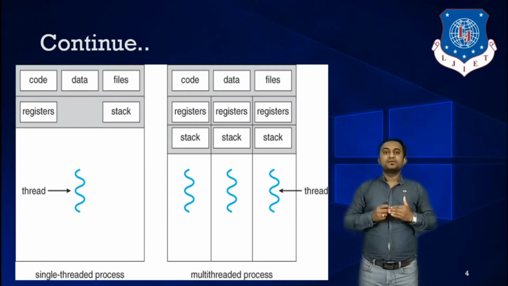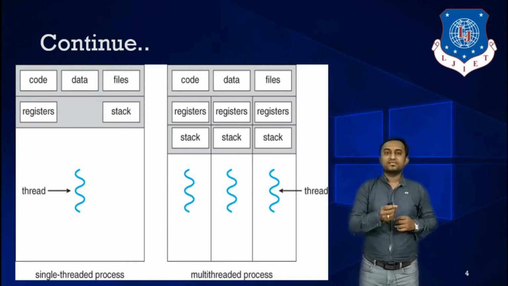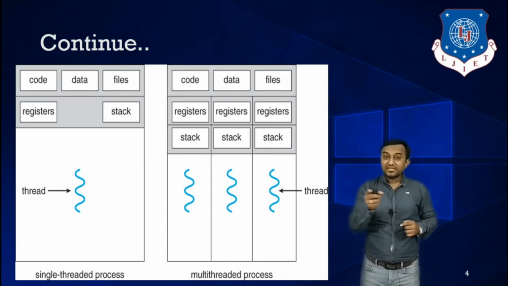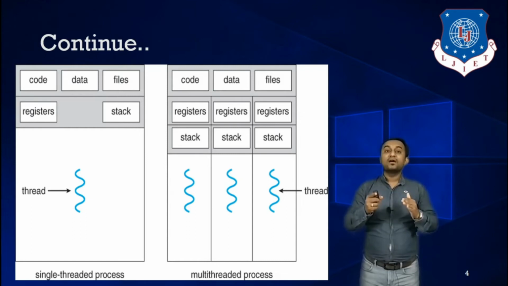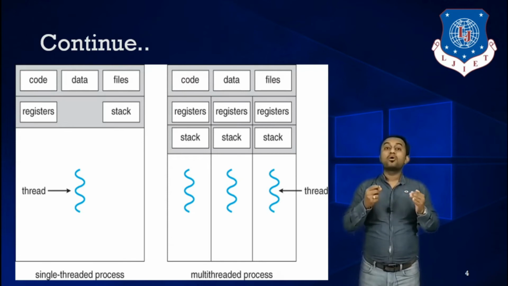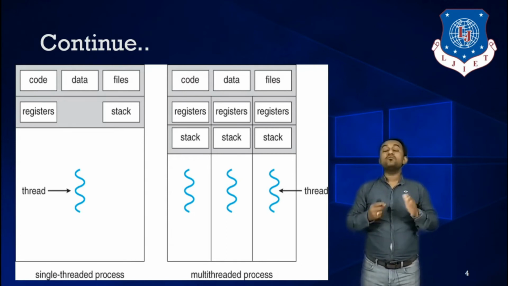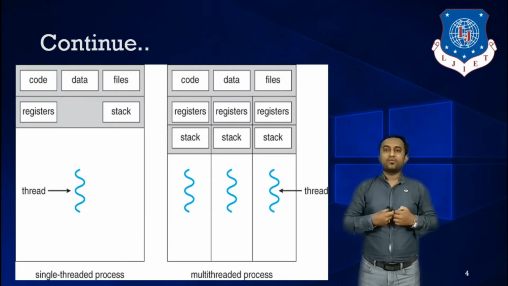Each thread has its own stack information and register information. If you can see, the first thread contains its own stack and register informations. The second thread contains its own stack and register informations. The third thread contains its own stack and register information. And these three threads share the common code section, data section, and file sections. With the help of this arrangement, we can execute more than one task at a time, because each thread is responsible to handle each client request, or each task.